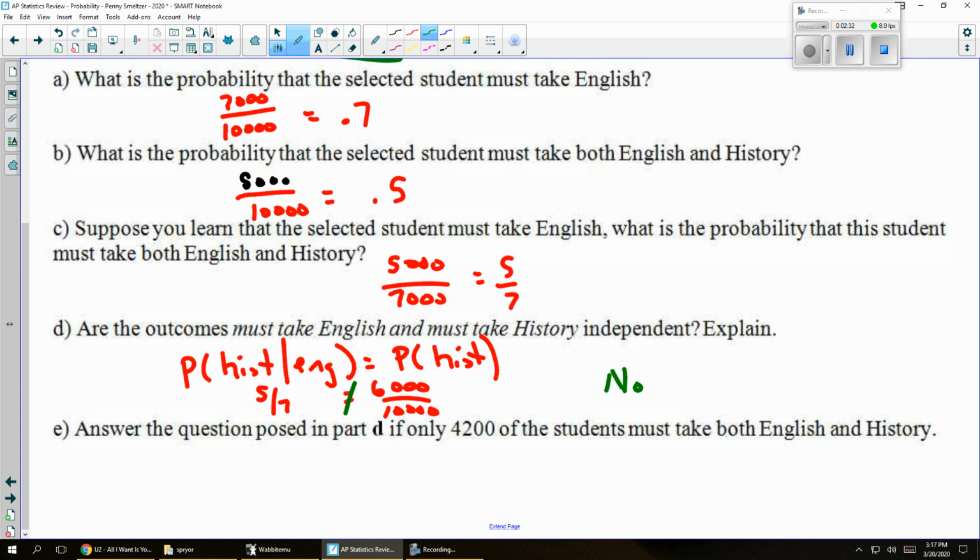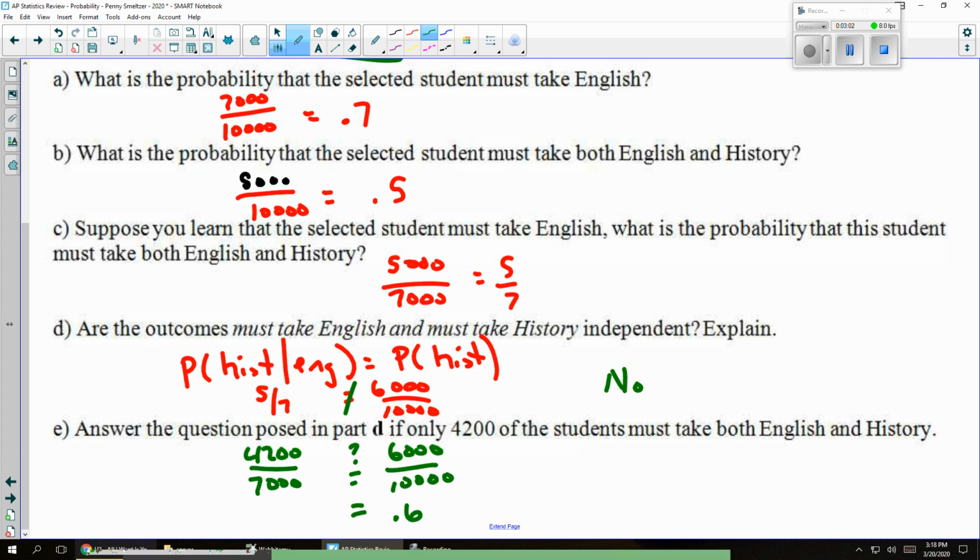And then it says here, answer the question if only 4,200 students take both history and English. Well, now things change just a little bit. So now, instead of 5,000 out of 7,000, we've got 4,200 out of 7,000. And the question is, does that equal 6,000 out of 10,000? So, of course, 6,000 out of 10,000 is 0.6.